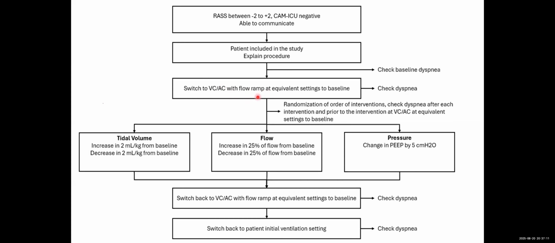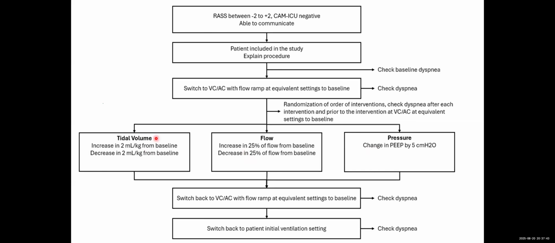And because they're going to be on different settings, we're going to try to match the VC-AC to their equivalent settings at the baseline, at the beginning of the study. And after that, we're going to check the dyspnea as well. And then will come the randomization. So we're going to change the tidal volume, the flow, and the pressure. But these interventions are going to be randomized in a way that we physicians, researchers, and the patient don't know what order these things are going to happen.